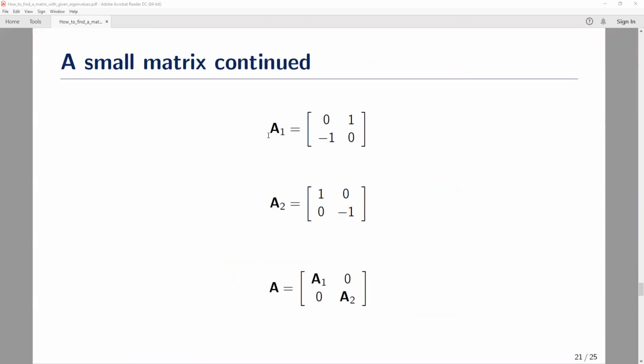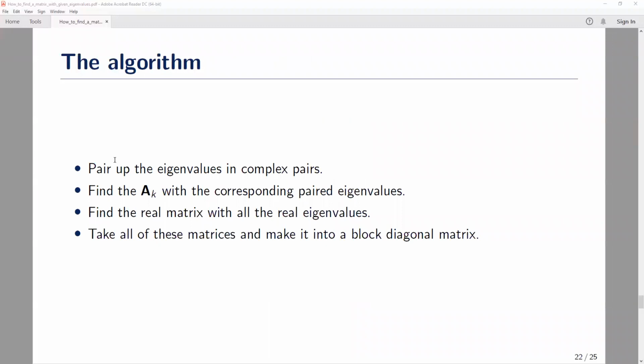So let's check the matrix. The matrix with eigenvalues i, minus i and 1, minus 1 will be the following. We just put the corresponding matrices along the block diagonal, breaking the eigenvalues up into pieces of complex and real pairs. Great. So let's see what the algorithm is. Pair up all the eigenvalues in complex pairs. Find the Ak with the corresponding paired eigenvalues. Find the real matrix with all the real eigenvalues. Put them along the diagonal and combine all the matrices into a block diagonal matrix. Pretty simple, right?